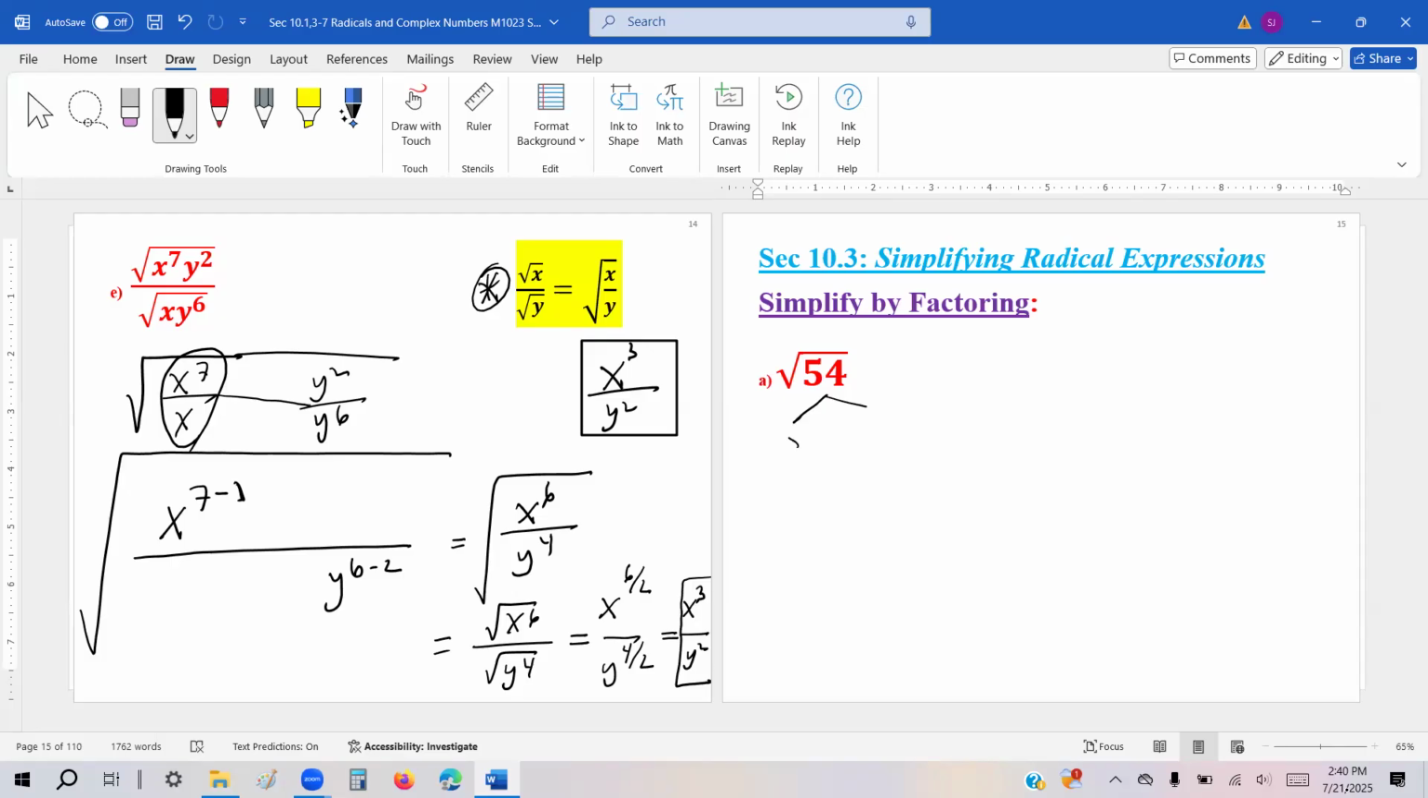So 54 is 9 times 6, right? Now we split our radical. Square root of 9 is a perfect number, 3. But do you know what is square root of 6? No, so leave it alone. So for a perfect radical number, we don't get anything inside the radical. But when you have something that is not perfect, we have something left over inside the radical. Okay?